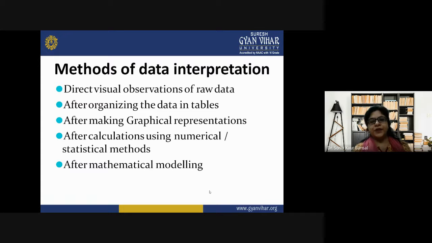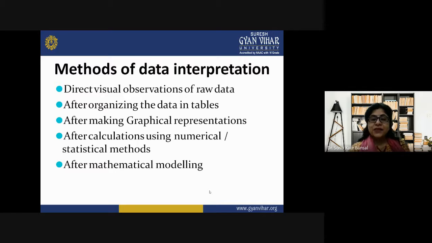Now we are going to discuss methods of data interpretation. What are the different methods that a researcher must use while doing data interpretation? First of all, direct visual observation of raw data. Sometimes you look at your data and easily understand that the difference is arising that you were thinking of earlier. This is something visual that an investigator observes in the raw data, and the numbers give you a tentative idea of the result you are going to receive.